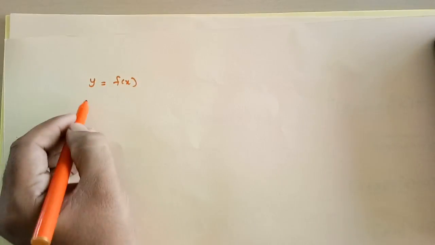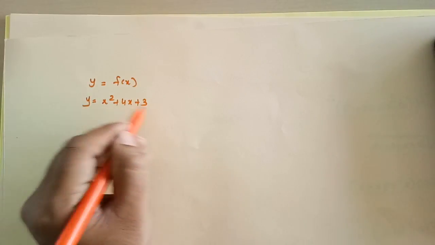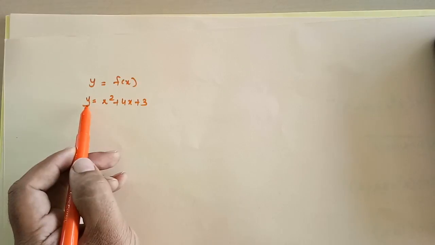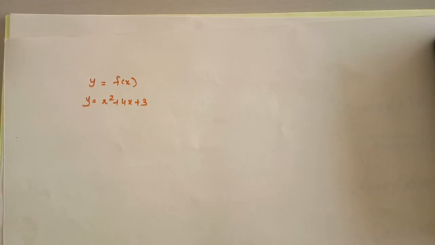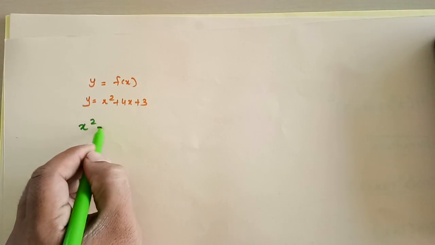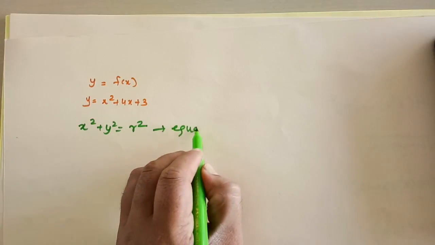Okay, so if I wanted to differentiate an implicit function, what exactly is an implicit function? Sometimes you have functions like y equals f of x. These are explicit functions, like y equals x squared plus 4x plus 3. Here you have y on one side and x on the other side, and y is the subject in terms of x. But sometimes you get something like x squared plus y squared equals radius squared, which is the equation of a circle.